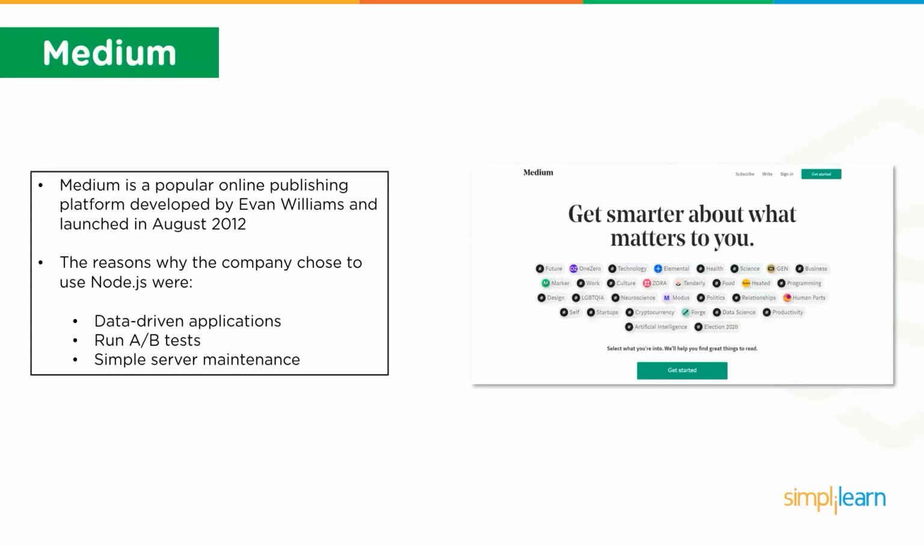Next up is Medium. Medium is a popular online publishing platform developed by Evan Williams and launched in August 2012. The main reasons why the company chose to use Node.js were, A, data-driven applications. Now, these applications are ideal for being interfaced with Node.js servers. B, to run A/B tests. Now, A/B testing is essentially an experiment where two or more variants of a page are shown to users at random, and statistical analysis is used to determine which variation performs better. Lastly, Node.js server maintenance is simpler than its counterparts.